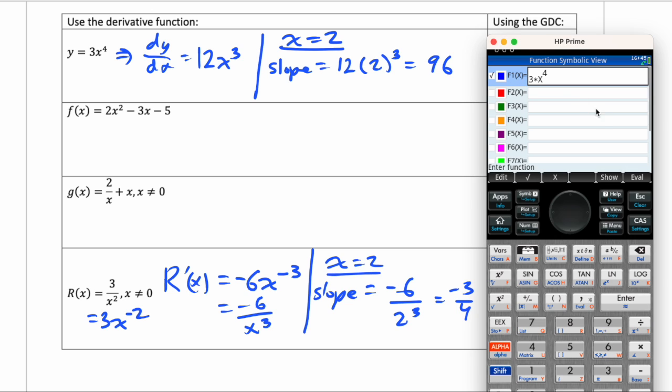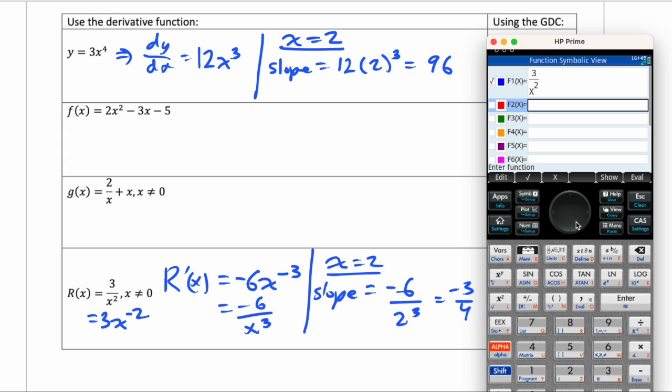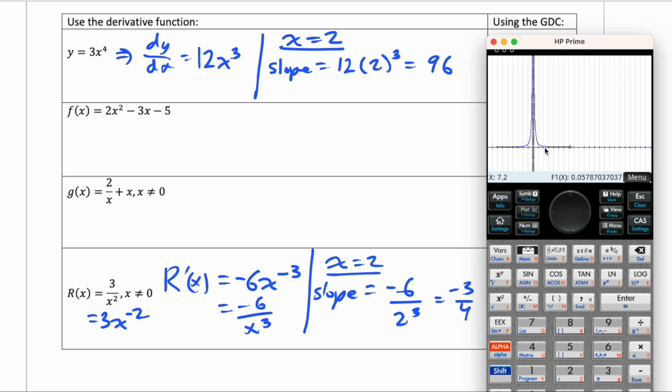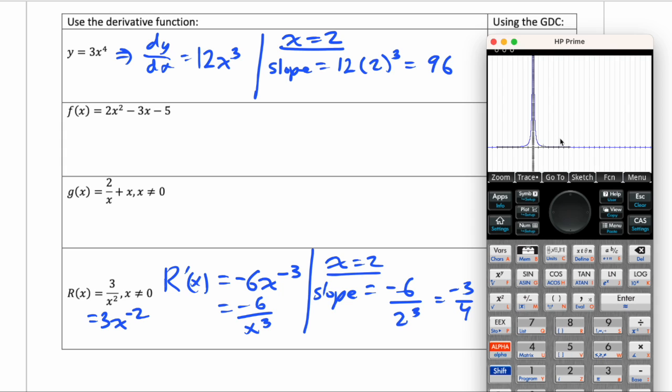So let's type in the function, which is 3 over x squared, and plot. Let me try that again. I think sometimes I have to use this x. I actually have to press enter and then plot, and there we go. That's what the graph looks like. And at the point x equals 2, we go to menu, go to, click in 2 here. Okay, the cursor is now at 2.